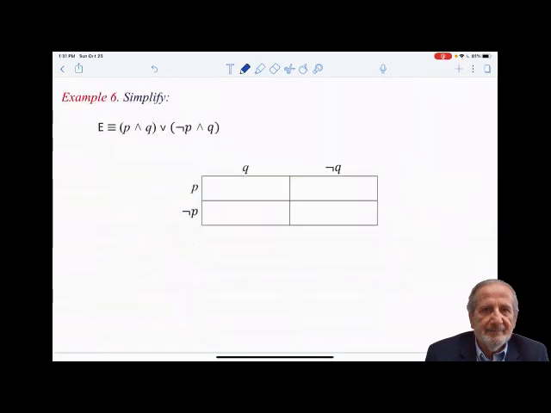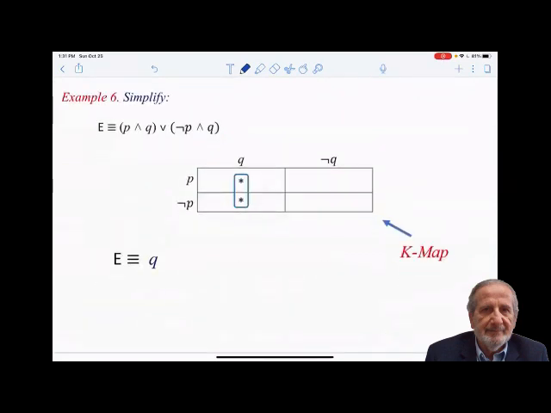Here's another example. Let's map this. P and Q is right here. Not P and Q is right here. Now you need to take these 2 together. Let's look at it here in blue, that's the K-map. And in blue, what happened now? These two canceled each other. The answer is Q.